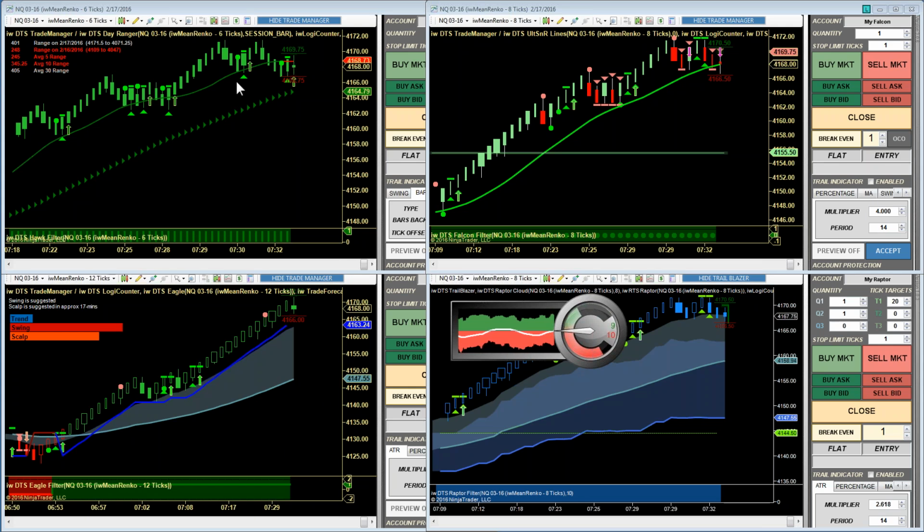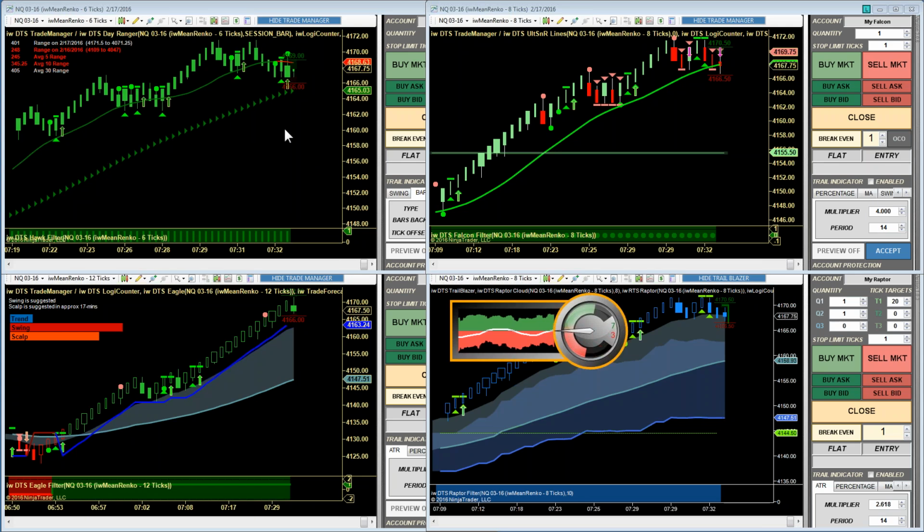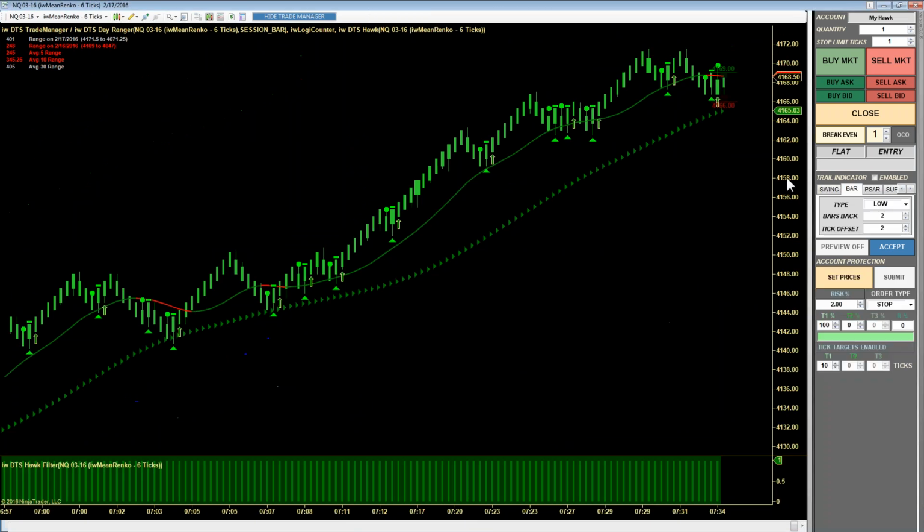Well, folks, we've got a macro pullback brewing here, but pullback into the hard edge seems very probable. But I'm going to show it to you anyhow. So here's the macro pullback signal. We have the warning dot. The signal hasn't printed yet.